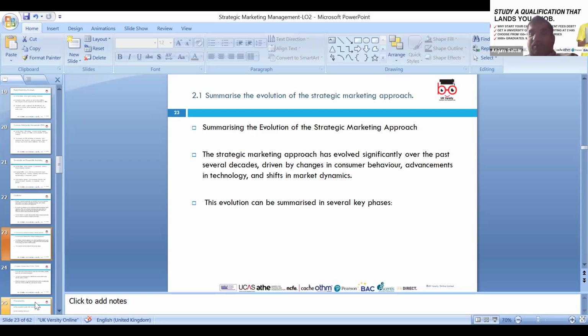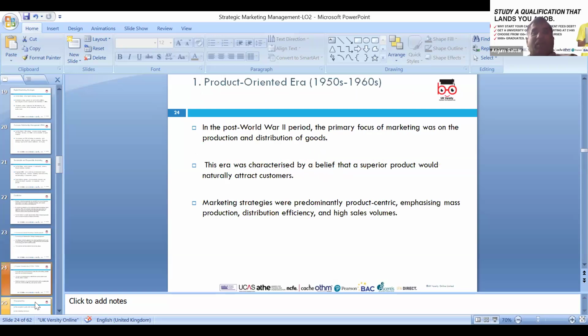We have to focus on the customer. Customer is the king. We have had different orientations in different eras in the world, with different characteristics. The marketing strategy was predominantly product centric. Your product needs to be, and now your service needs to be, good. In the past it was mass production: you produce more and more, the cost goes down, and people will be happy and pleased.